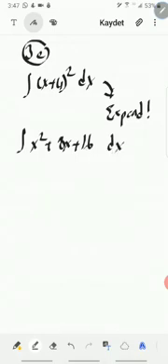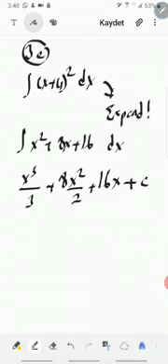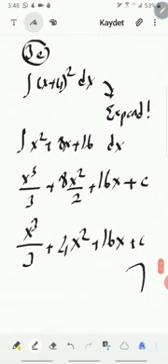So the 3 terms we can integrate separately or all in one. X cubed over 3, 8x squared over 2, plus 16 has the integral 16x. Of course, we do not forget to add c. If we rearrange this, we have a cancellation here, x cubed over 3 plus 4x squared plus 16x plus c. That's all. Okay, the next question.